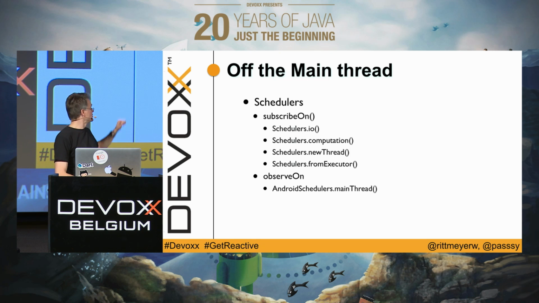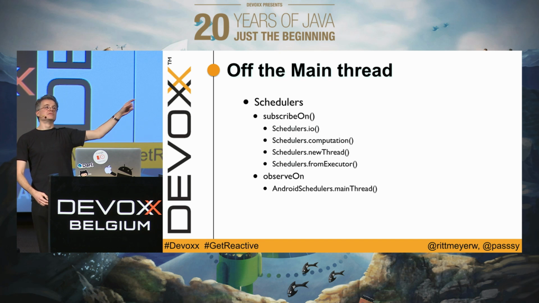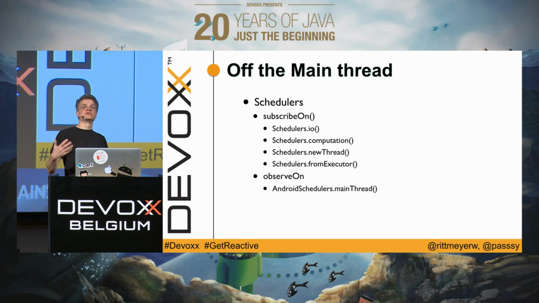And the observeOn call is used to move the subscription onto a certain thread, so that the callbacks will be called on the main thread, which is important if you want to manipulate the UI in Android. So what you usually have is a subscribeOn call followed by an observeOn call immediately before you subscribe to an observable.